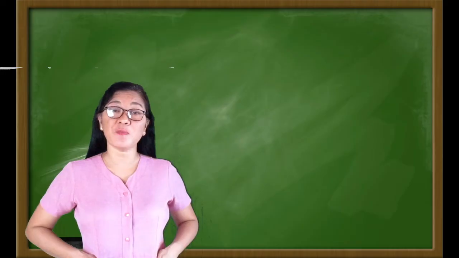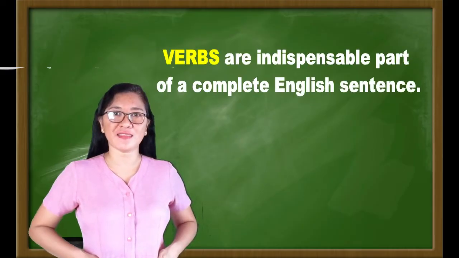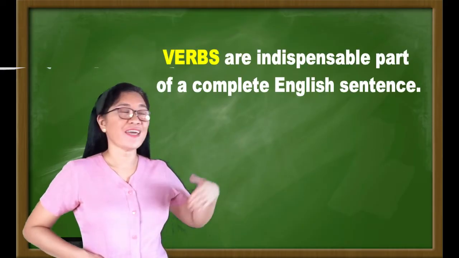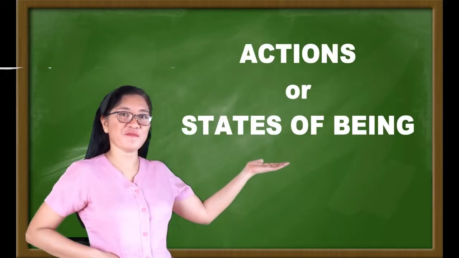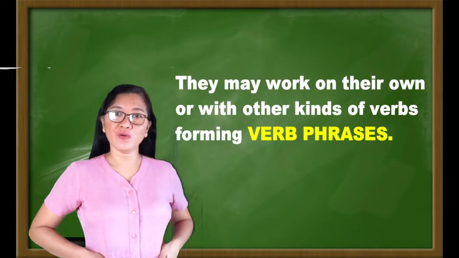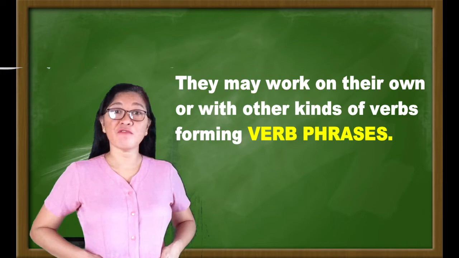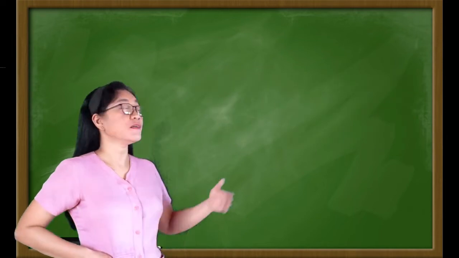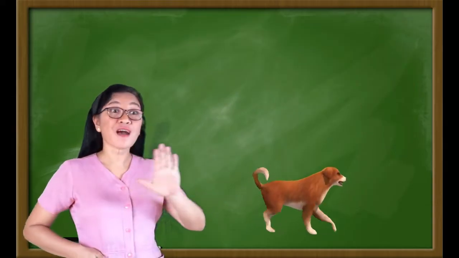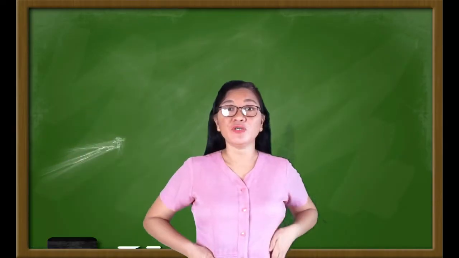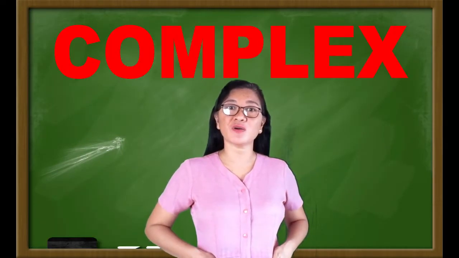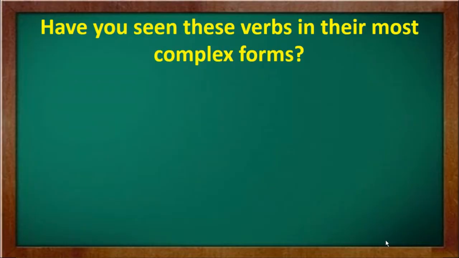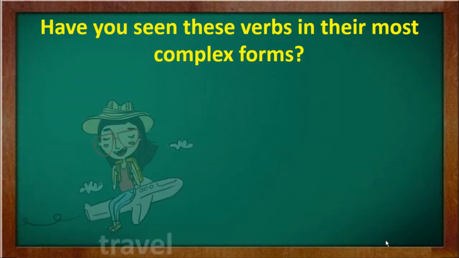Verbs are an indispensable part of a complete English sentence. Primarily, they can express actions or states of being. They may work on their own or with other kinds of verbs, forming verb phrases. Verbs can be as simple as eat, dogs bark, or stop, but their use in various sentences can also grow complex. Have you seen these verbs in their most complex forms?